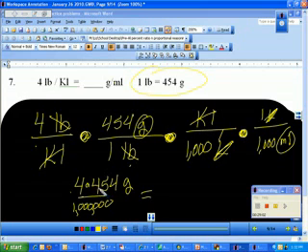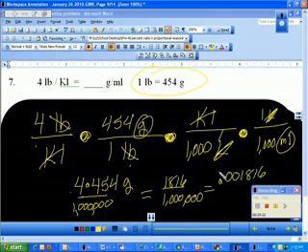So when we do 4 times 454, what did we get? Joseph? 1816. We're going to divide that by 1,000,000. And what did you end up with, Phoenix? And he's absolutely correct.